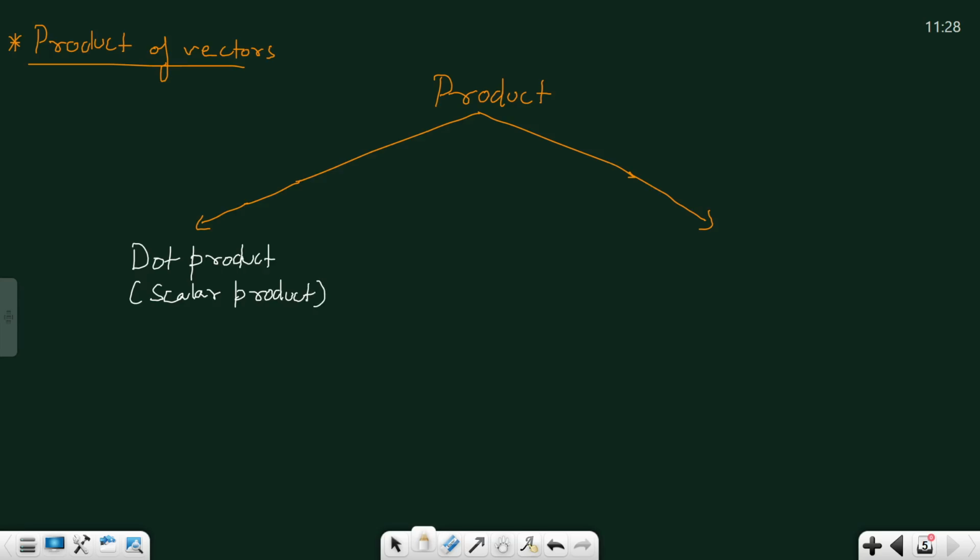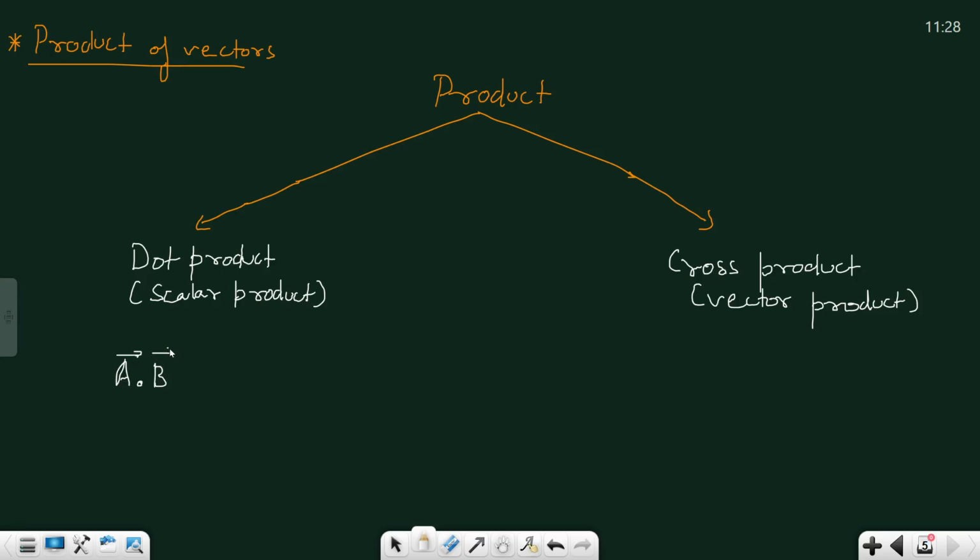As the resultant, we will get a scalar quantity, and in cross product, you will get a new vector. So that's why we call it cross product. You will get a new quantity, that is a vector, so we call it vector product. In dot product, we just need to draw the parallel vector.